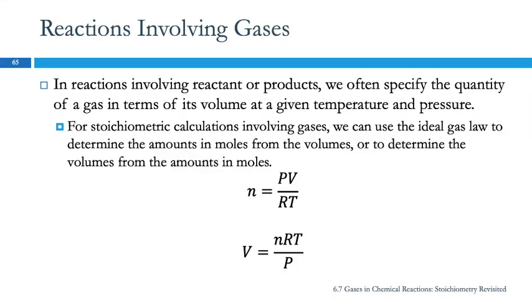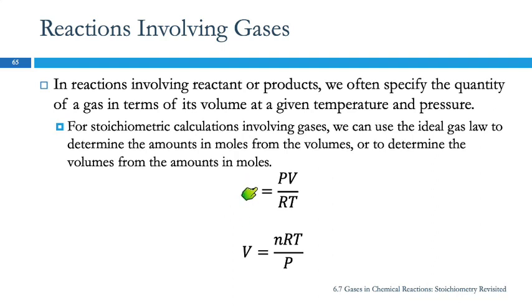Now we're going to talk about chemical reactions involving gases. For gases in reactions, we'll often specify the quantity in terms of its volume at a given temperature and pressure. So in stoichiometry then, instead of using the molar mass to convert mass to moles, we can use the ideal gas law to find the moles of gases.